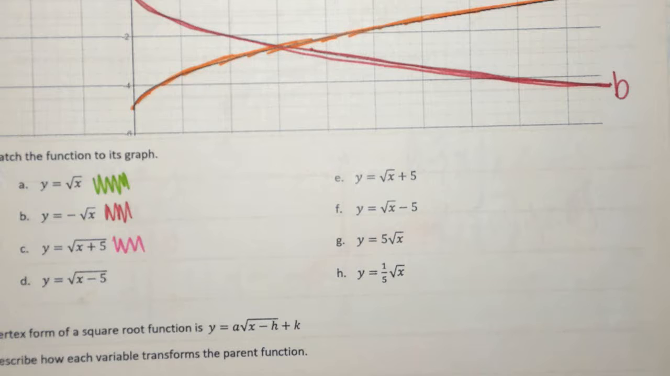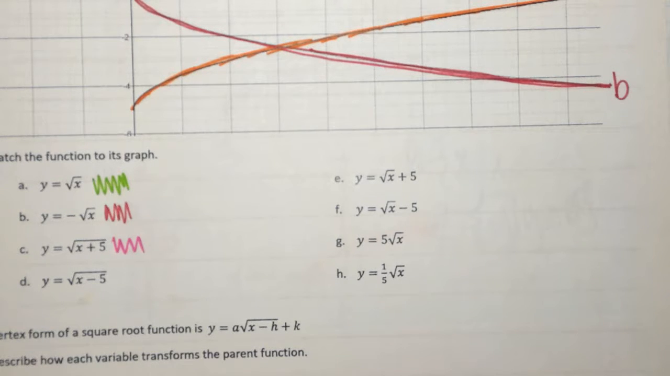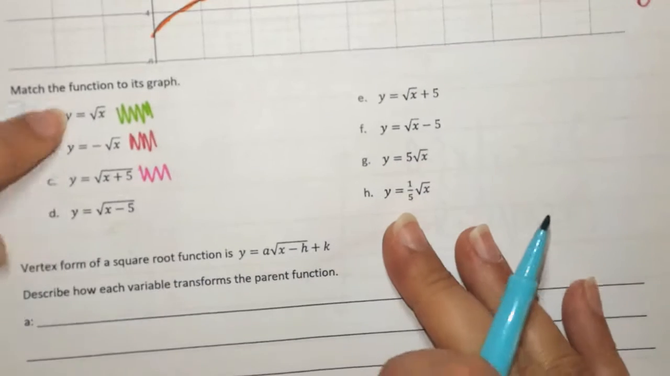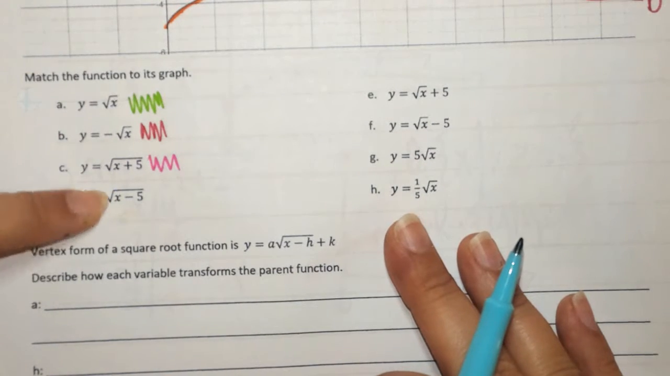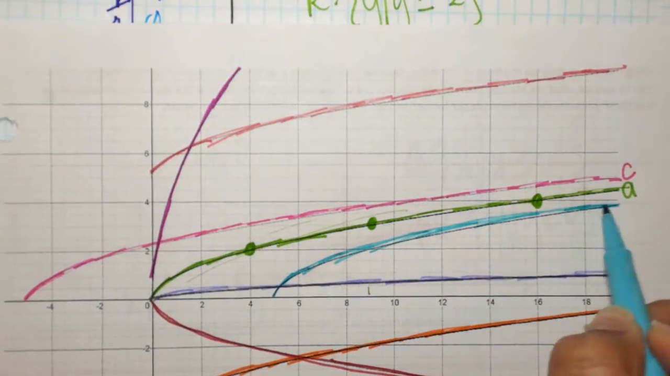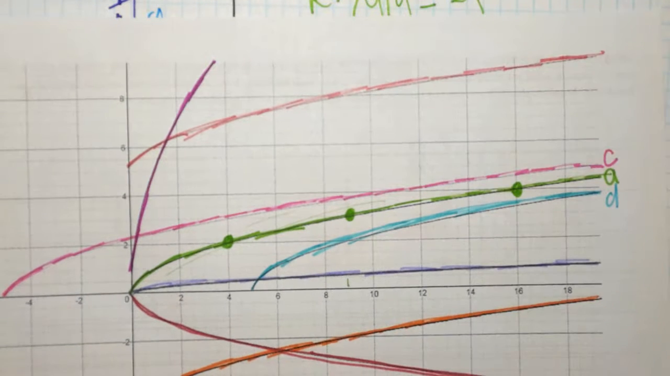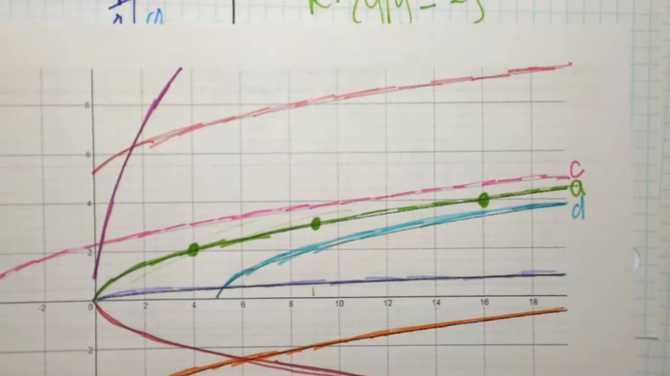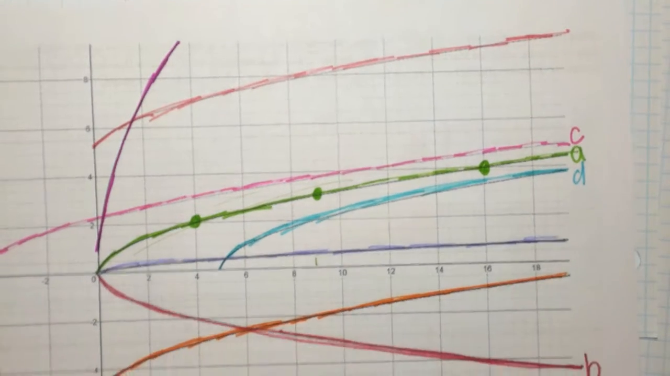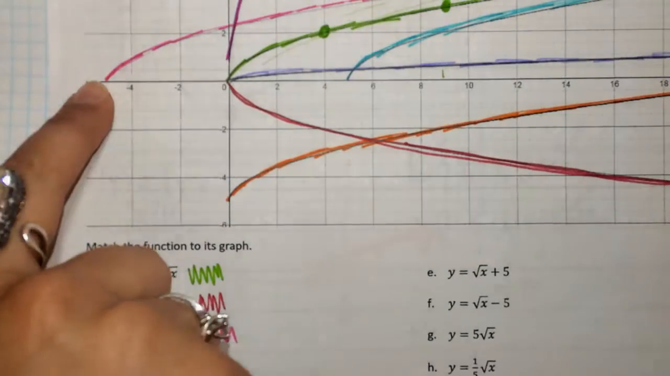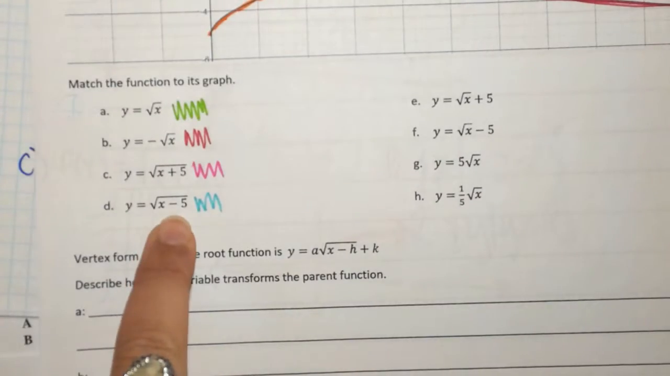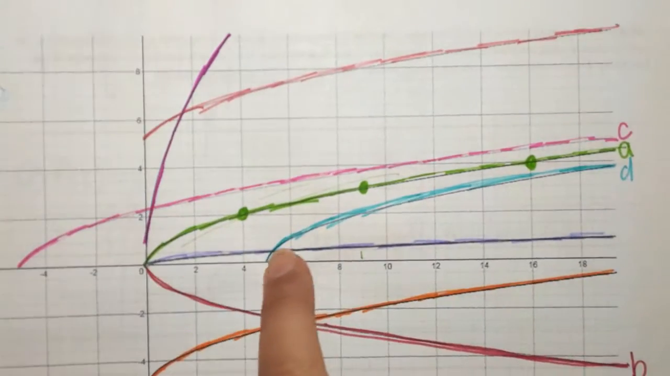So if plus 5 moves it left 5, what does minus 5 do? Right. Moves it right 5. And remember, both of these are under the radical, so that's what makes it move left or right. If it's under the radical, it moves left or right. So that's this guy. Say it to me again. So plus 5, we said it moves left 5, correct? So then minus 5 would move where? Right. Yeah, so we got this one right here.